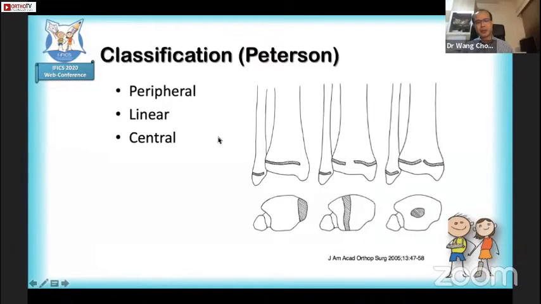The physeal bar is classified according to its location. It could be peripheral, which usually will result in significant angulation. It could also be linear, with the physeal bar crossing the whole physis from anterior to posterior border, with a normal physis on each side of the bar. It can also be central, with a normal physis surrounding the bar. If it's really in the center, it causes leg length discrepancy, but it can also be eccentric, resulting in angulation and shortening.